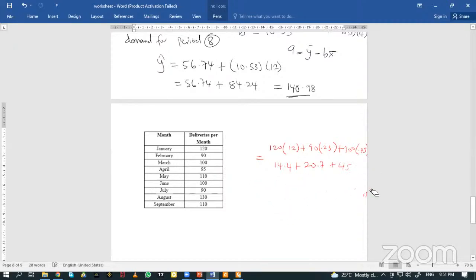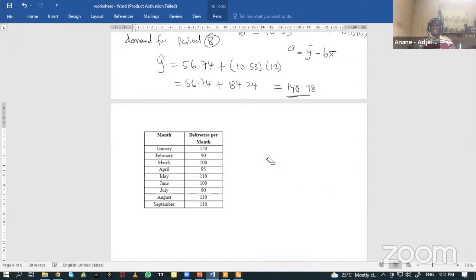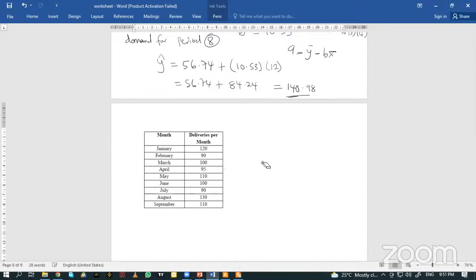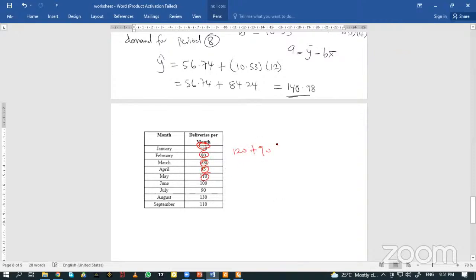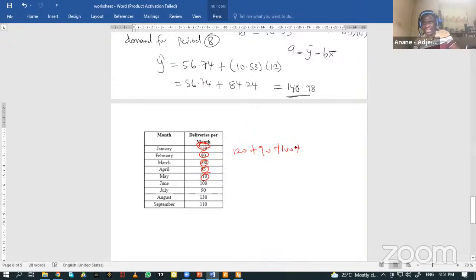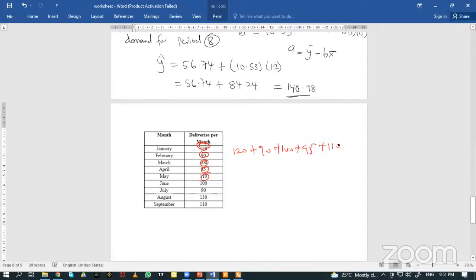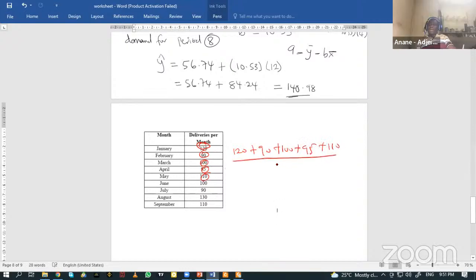Please, if you wouldn't mind, can you try and calculate for the 5 months moving average? Oh, we did it too. To understand. We did it too. Okay. Were you not here yesterday? No, today we have done it. So 1, 2, 3, 4, 5. So 120 plus 90 plus 100 plus 95 plus 110. All over 5. So you add all these figures together. When you are done, you divide it by 5, and that is it.